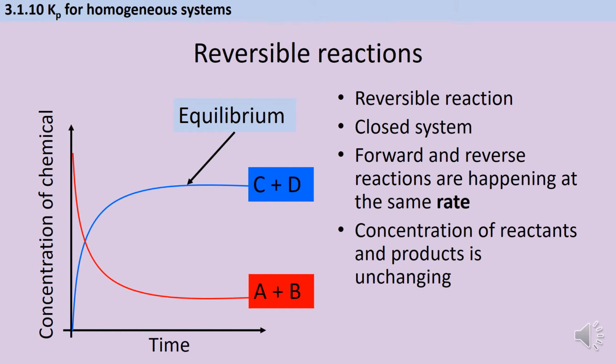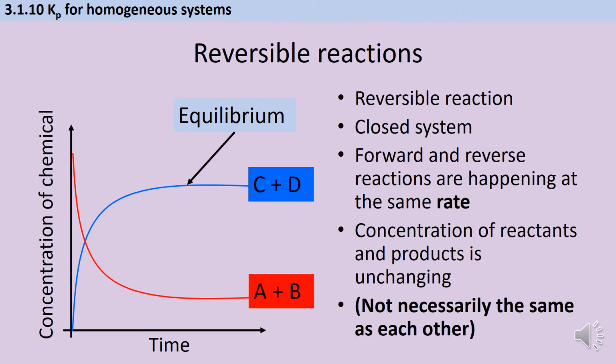We can identify this on a graph like this one on the left by looking for the point where the two bits of the graph both plateau, because the concentrations aren't changing anymore. Crucially, as you'll see from this graph, they're not necessarily the same as each other. In fact, they very rarely are.